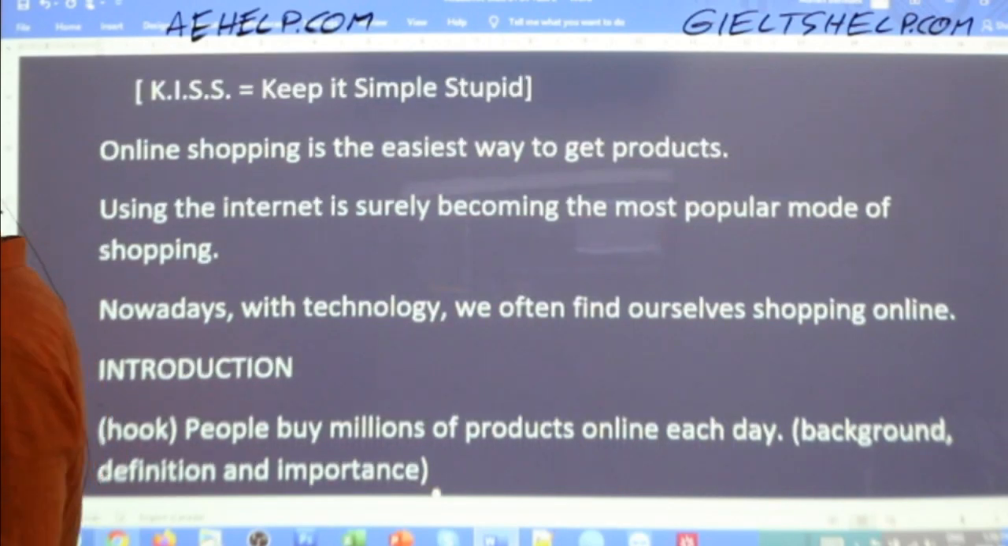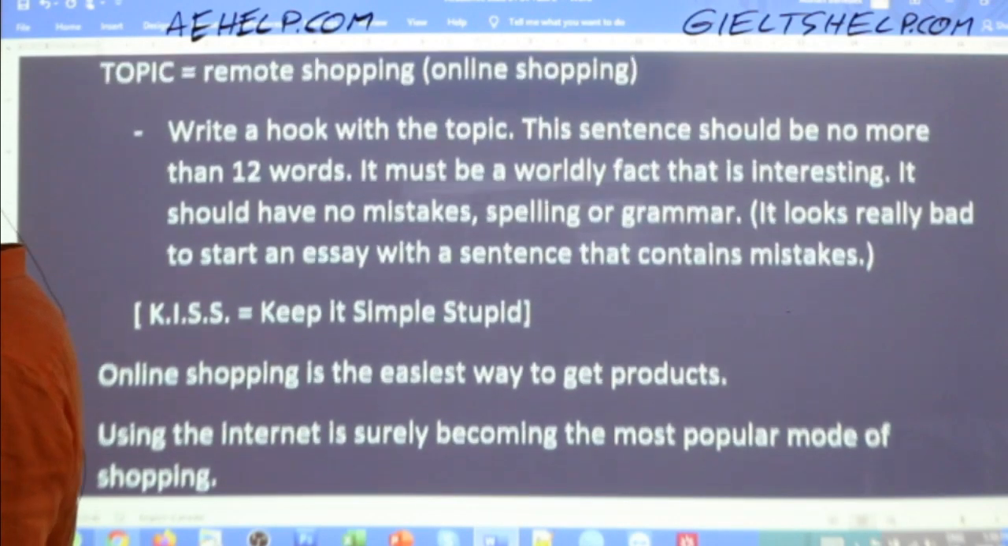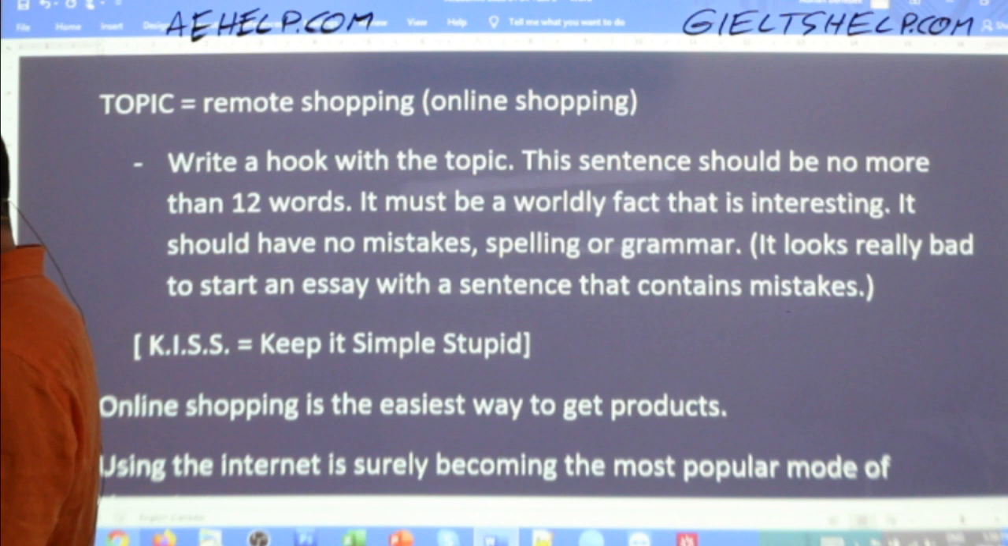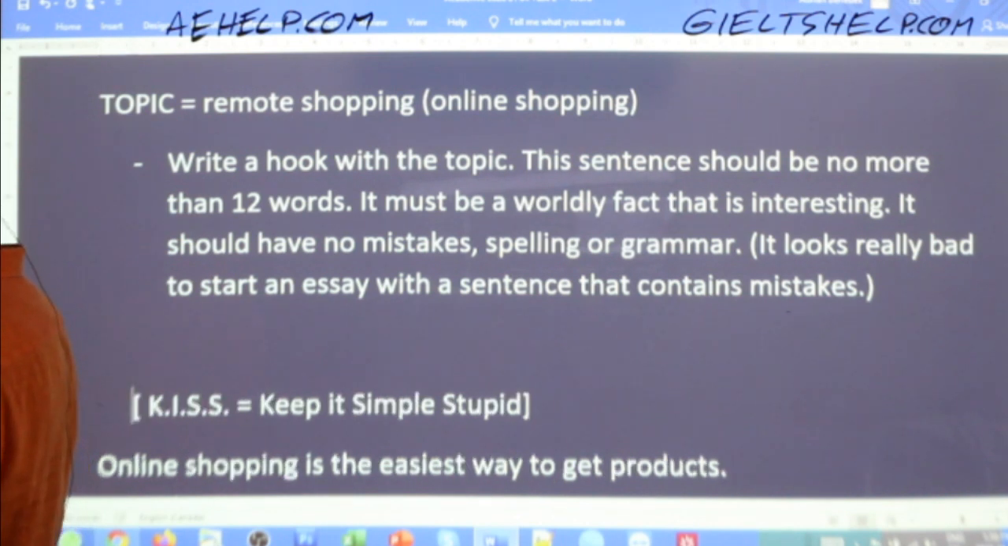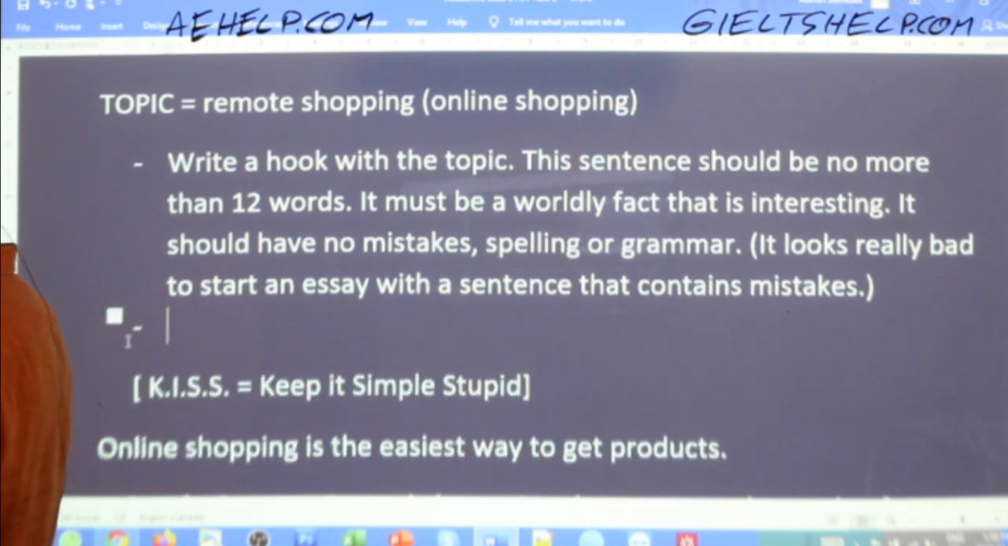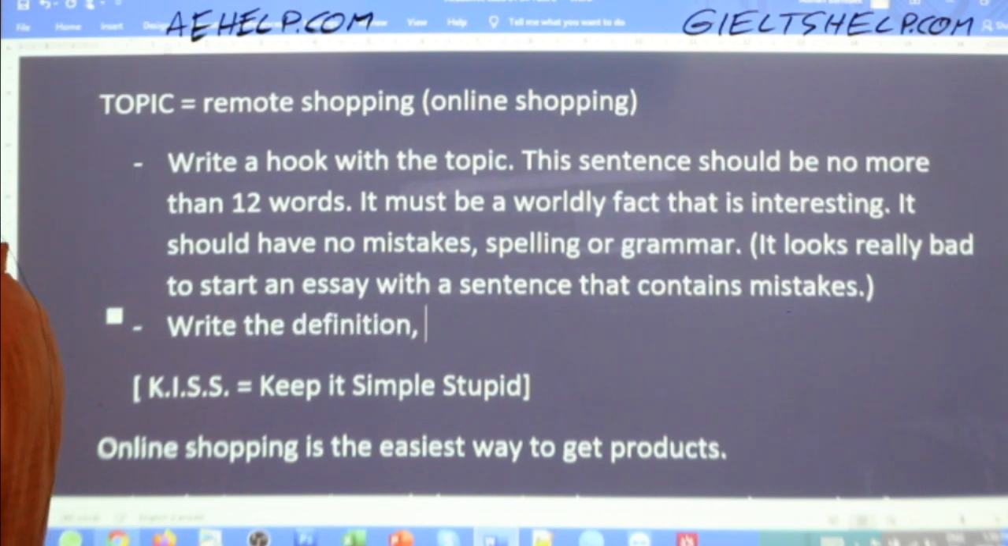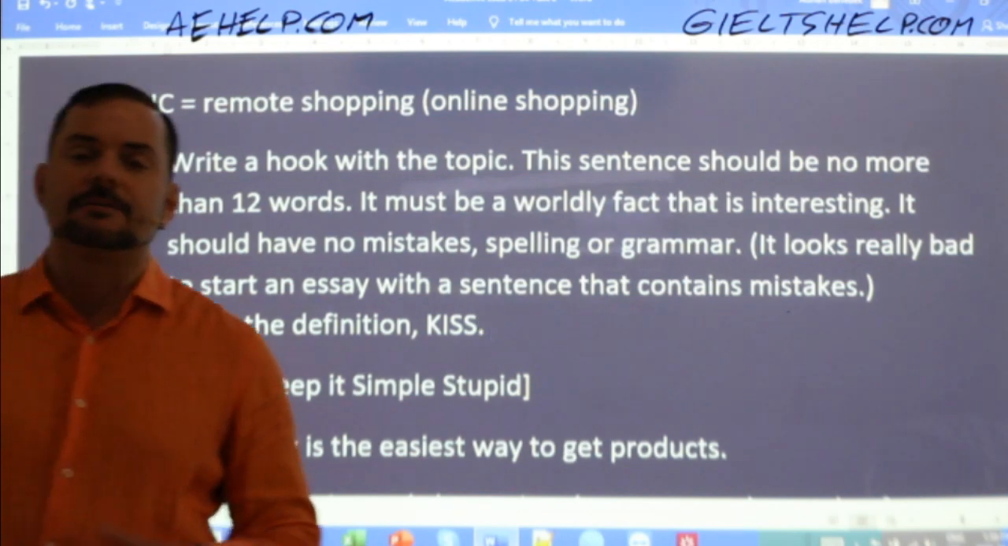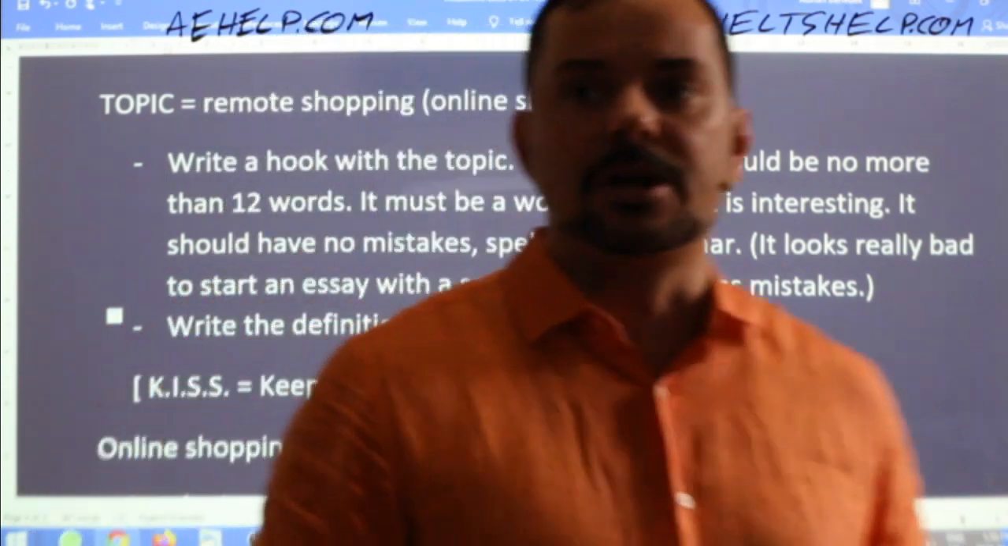Okay, now, after the hook, write the definition. Use the KISS mentality. Keep it simple, stupid. Okay, again, it's like you're writing for an alien. All right, they're from another planet.